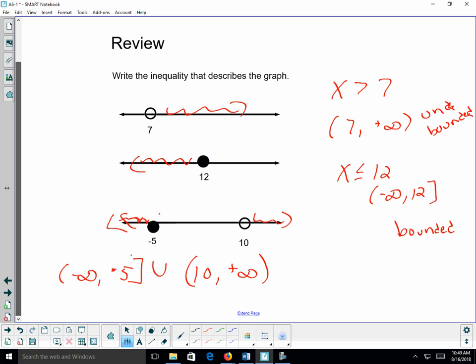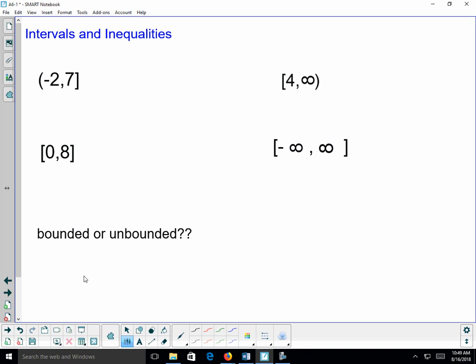And because I'm including this -5, it would be a bounded inequality. Moving on to the next one. It gives me an interval notation, and it asks me to just determine whether it's bounded or unbounded. Since I have the 7, it's going to be bounded. Since I have both of them, it's going to be bounded, bounded.